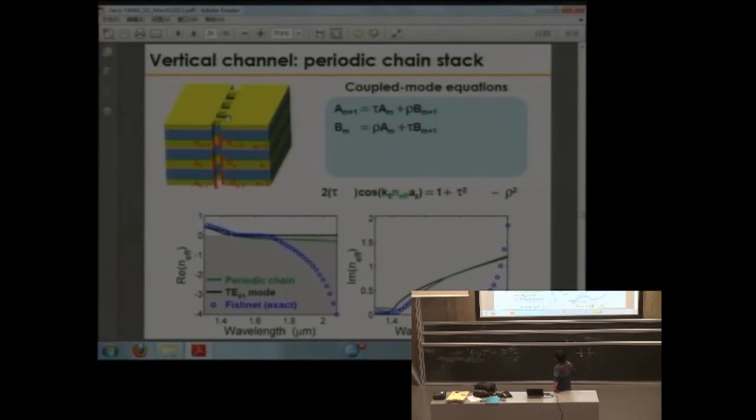And by applying the reflection and transmission coefficients of the TE01 mode into a set of coupled mode equations, we can derive the effective index for the fundamental mode of this periodic trace stack. This mode is plotted as the green curve here. Clearly, we can see that although the periodic trace stack shows a bit of negative index at wavelengths longer than the cutoff wavelength of the TE01 mode, basically its dispersion behavior is close to that of the TE01 mode, shown as a black curve here.